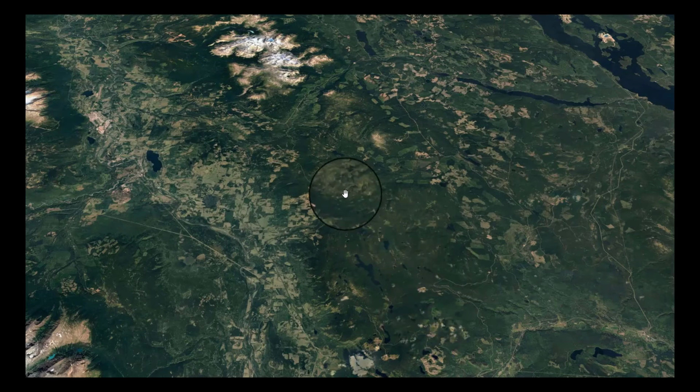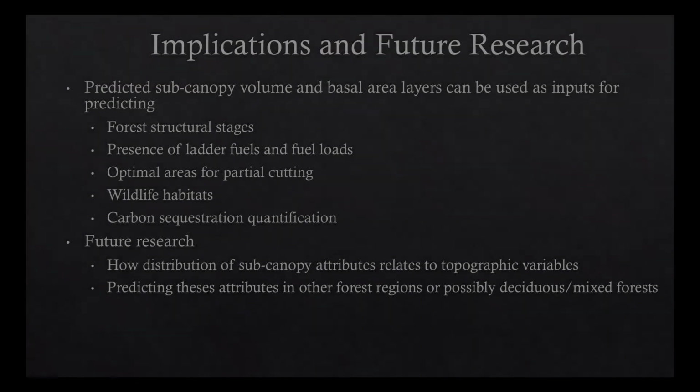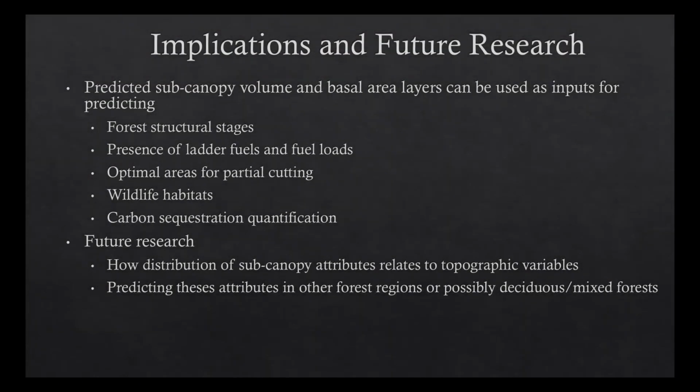Future research should focus on why there is more sub-canopy in some regions, such as this valley, and if there is any relationship with certain topographic or ecological variables. These predictive layers for sub-canopy basal area and volume can be used for predicting forest structural stages, wildfire fuel load, optimal areas for selective harvesting, and much more.